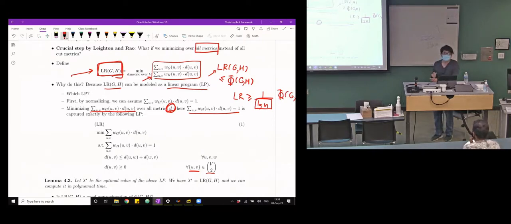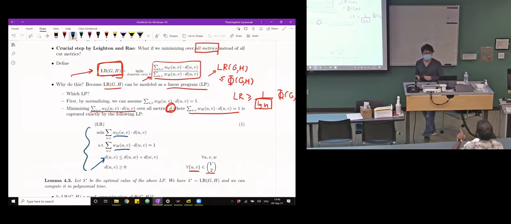So the variables are the weights? The variable, no, the weight is fixed. The weight of G is fixed. The weight of H is fixed. What we try to solve for is D. We want to find a best metric, the best D. For every pair of U and V, you want to find the best D that obeys this thing.